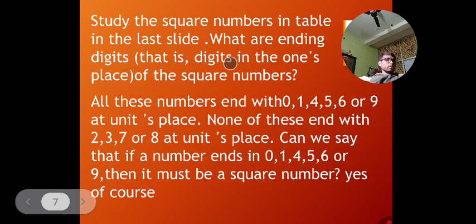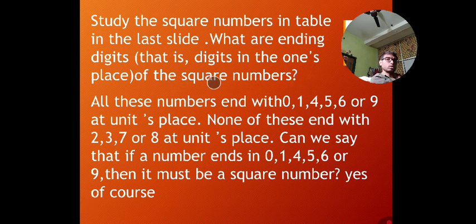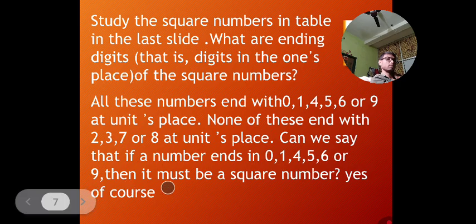In the last slide, what are the ending digits? That is the digit in the ones place of the square numbers. All these numbers end with 0, 1, 4, 5, 6 or 9 at the units place. None of these end with 2, 3, 7 or 8 at the units place. Can we say that if a number ends in 0, 1, 4, 5, 6 or 9, then it must be a square number? Yes, of course. Let's see how.